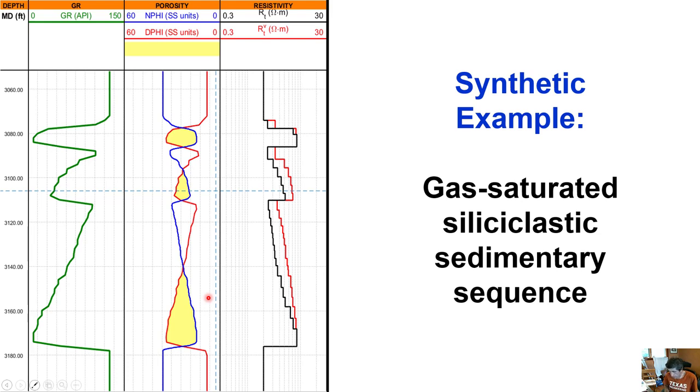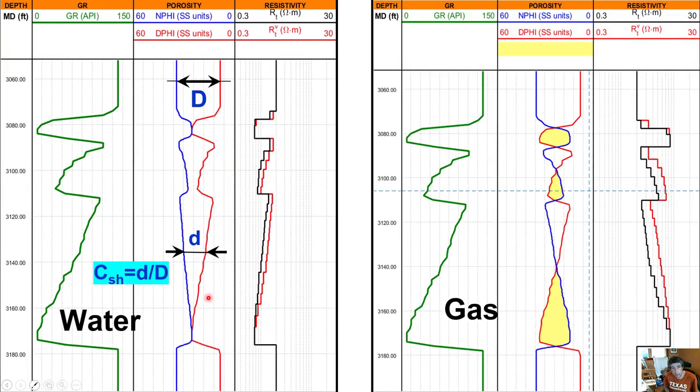Please keep them in mind, and let's go on with the analysis. One of the things that we do now is place the two versions together: the water saturated version of that rock, and the gas saturated version. This is the nice thing that you can do with synthetic examples: you can populate it with the fluids that you want, calculate the corresponding well logs, and then see the differences.